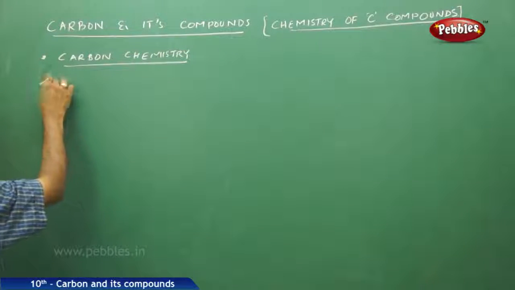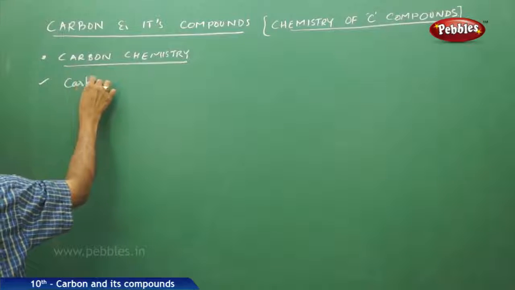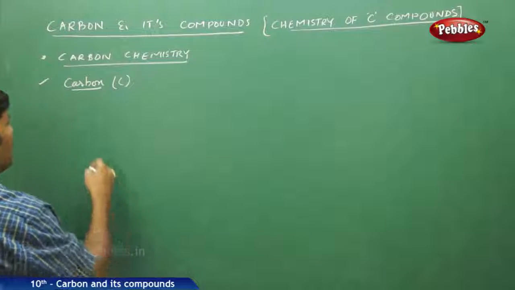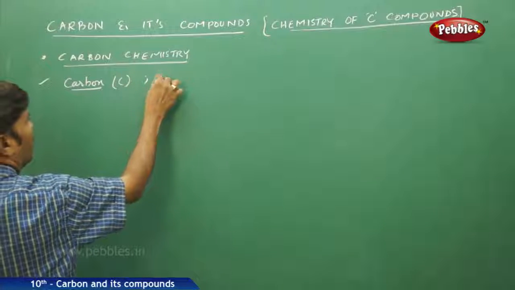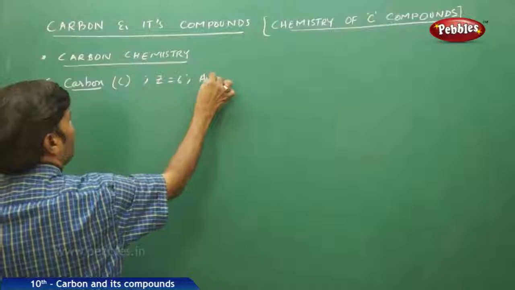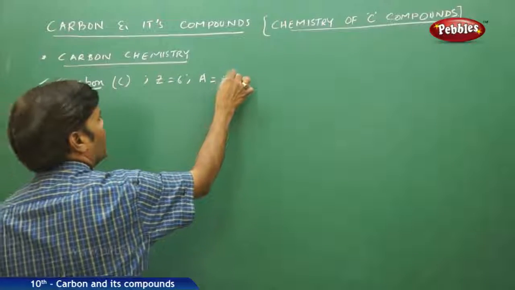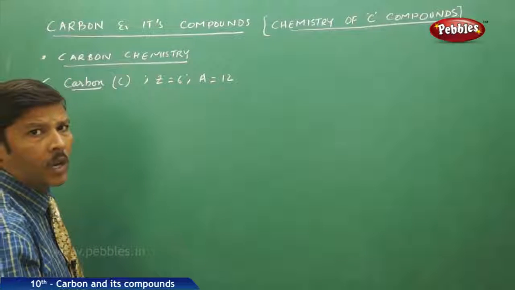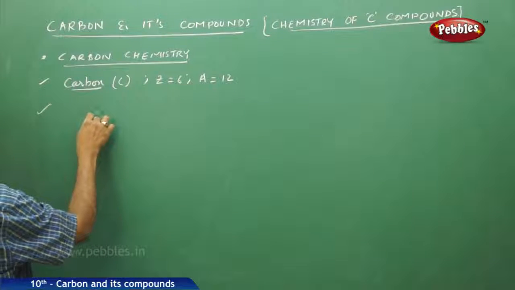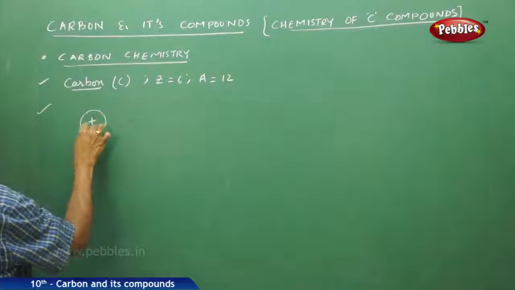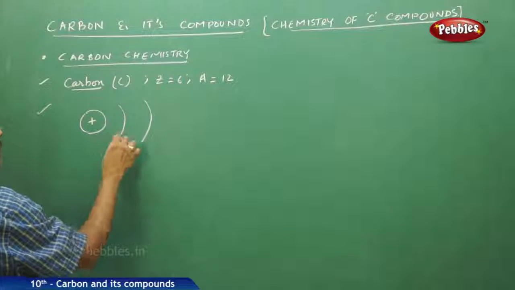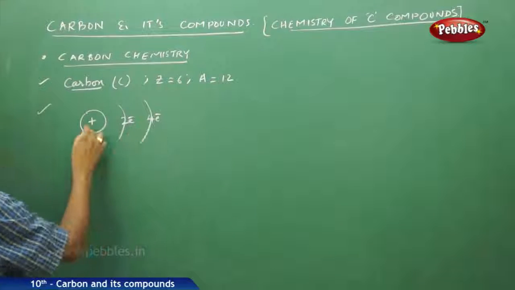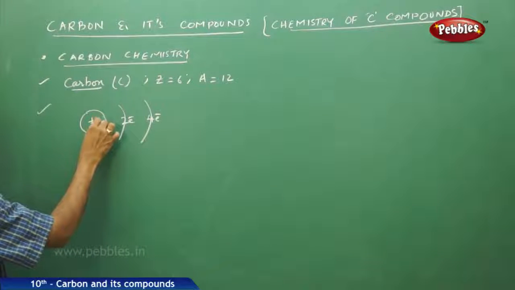If you take carbon, its symbol is C, its atomic number is 6, and its atomic mass is 12. If you go to the structure of the carbon atom, the nucleus has 2 shells. We have 2 electrons in the first shell and 4 electrons in the valency shell, and it has 6 protons in the nucleus.